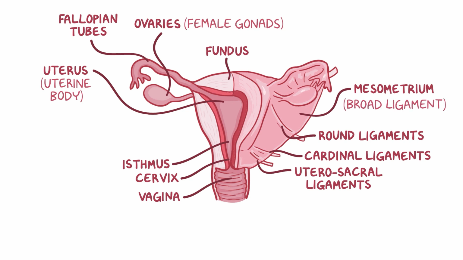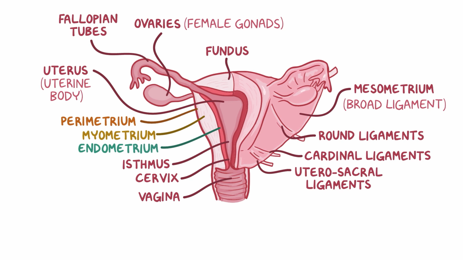The wall of the uterus has three layers: the perimetrium, which is a layer continuous with the lining of the peritoneal cavity, the myometrium, which is made of smooth muscle that contracts during childbirth to help push the baby out, and the endometrium, a mucosal layer that undergoes monthly cyclic changes.